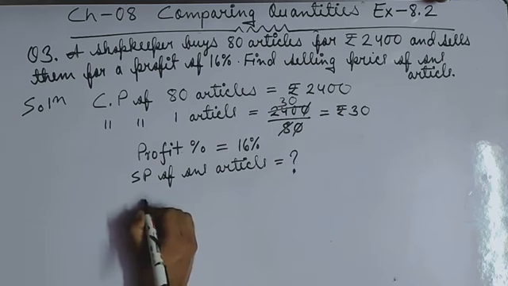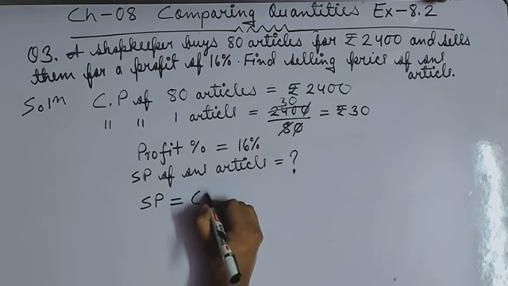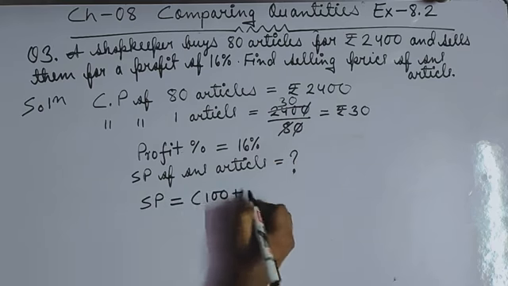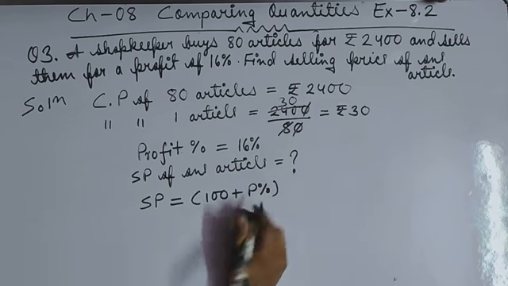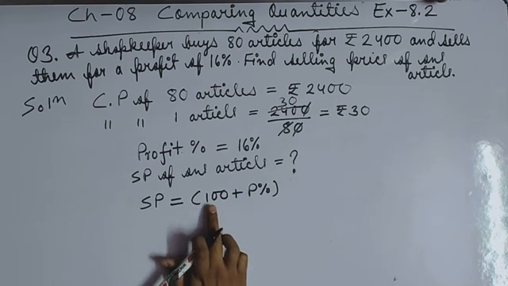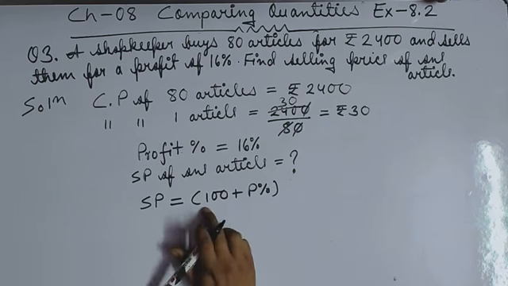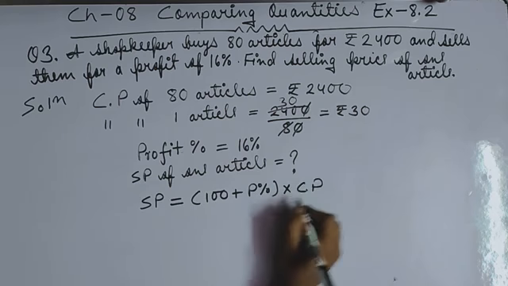So we know that SP is equals to what? SP equals to 100 plus profit percent. Why plus profit percent? Because in this question profit is there. If loss was there, we would be writing 100 minus loss percent. So since this question contains a profit, we will be writing 100 plus profit percent multiply CP upon 100.